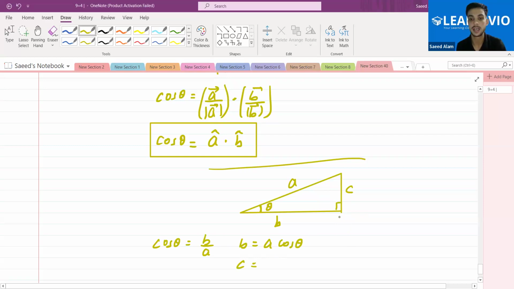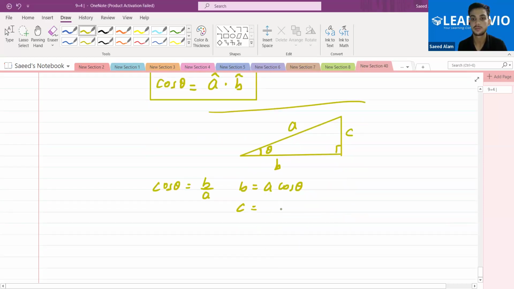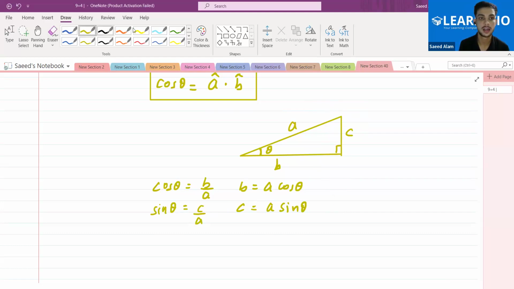If this is the C, the perpendicular that I'm marking over here, what will be the C? A sin theta. How had we done that? Just find out the sine theta here. What will you get this time? Perpendicular divided by hypotenuse. So we end up with C by A, and we get C equal to A sine theta. Is this clear to both of you? Yes, sir.